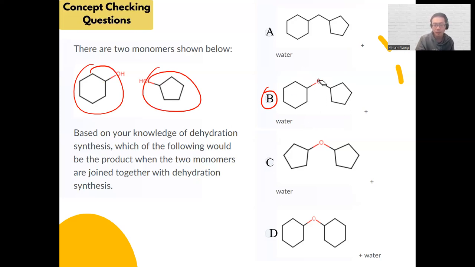That's why it's this. And you have to have the O in the middle because you're only removing a water molecule, which is H2 and then O. So there's still one O remaining. That's what connects them together. Okay, I hope that makes sense.